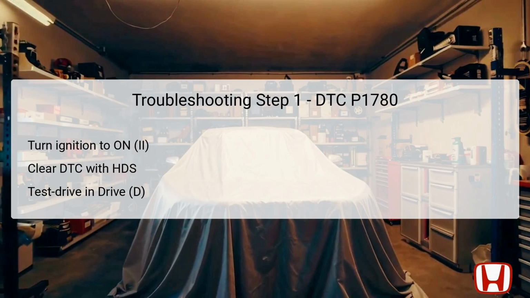In the first troubleshooting step for DTC P1780, start by turning the ignition switch to the ON (II) position, ensuring that the vehicle's electrical systems are powered. Once the ignition is engaged, utilize the Honda Diagnostic System, HDS, to clear the existing diagnostic trouble code. This will reset any previous faults stored in the memory, allowing for a fresh evaluation of the vehicle's system.